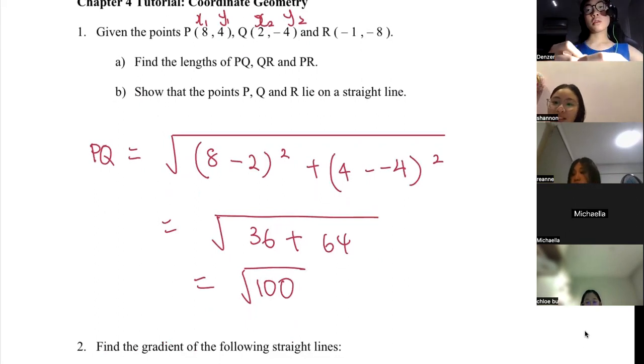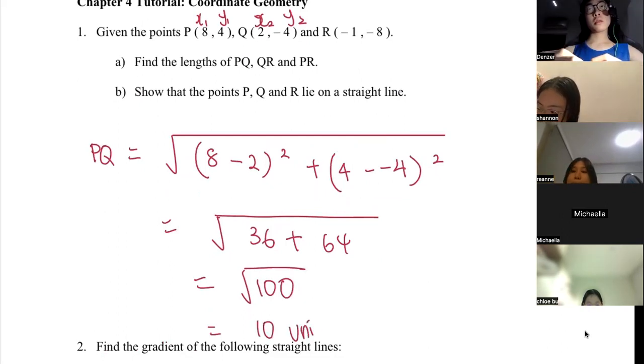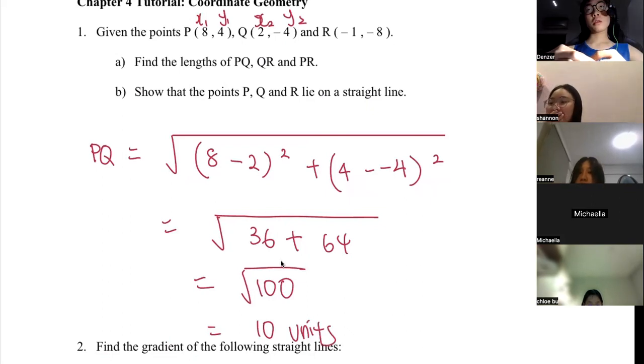Shannon, you see your mistake there, PQ? Yeah, what's your mistake? Okay, so this is 10 units. Oops. Okay, be careful. Rian, yours is good, but you forgot your units behind. Okay, so this is for PQ.